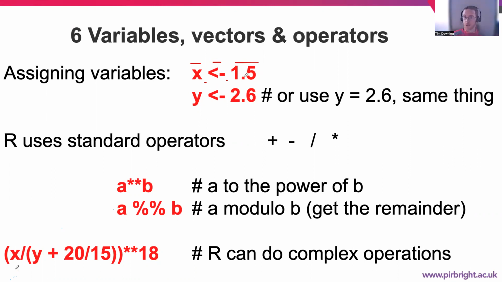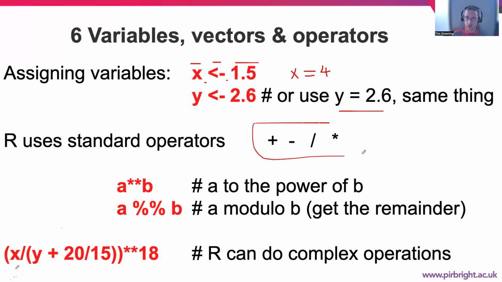We could also use a single equal sign and assign x a value in the same way. And that will work just as well as using the pointer. However, the pointer is more conventional, arguably. And we could do that for x and assign a value also in the same way for y. And y equals 2.6 actually does the same thing.